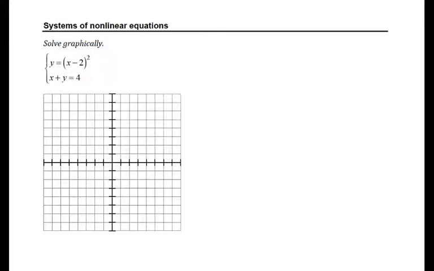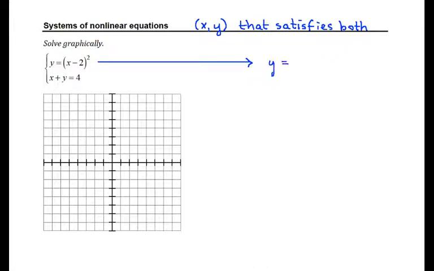In a system of equations, whether the equations are linear or nonlinear, the solution is going to be an ordered pair (x, y) that satisfies both equations. And one way to find that solution is to graph the two equations and look for the intersection point or points. If we're going to apply that approach, that's what we call solving graphically, then we first need to get prepared to think about each of these equations individually.